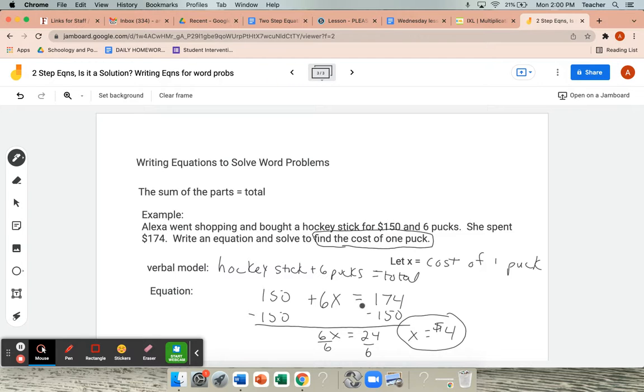Okay, so give it a try and keep with the sum of the parts equals the total. Make your verbal model. What two things are you adding that equal the total? And put the total on the right-hand side. Then email me if you have any questions.